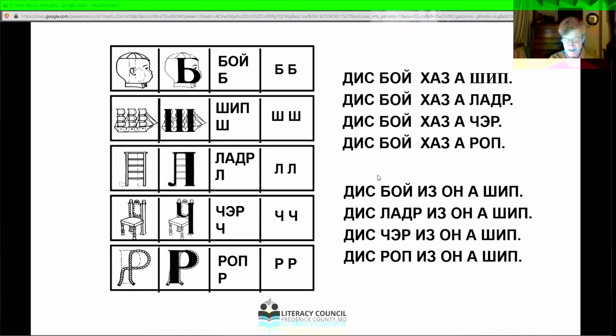All right, and we're not going to do the second paragraph, but in case you'd like to know, what it says is: this boy is on a ship, this ladder is on a ship, this chair is on a ship, and this rope is on a ship.